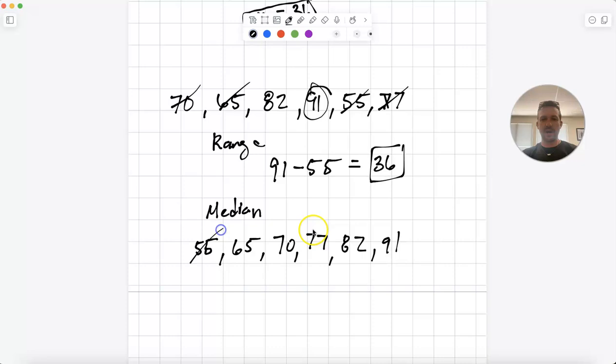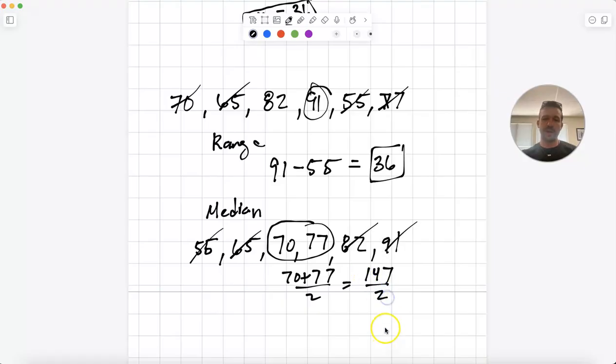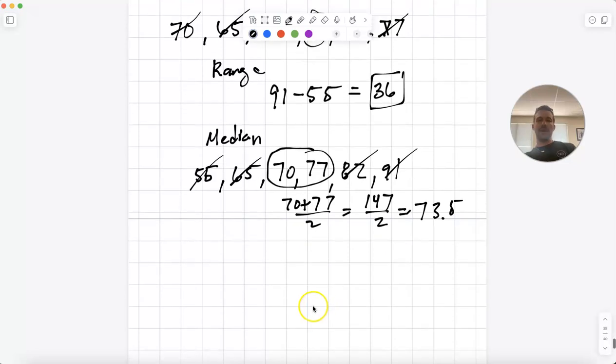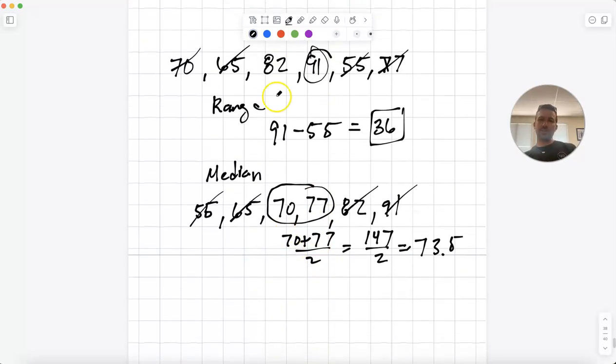Let's mark them off. One in the front, one in the back, second in the front, second in the back, and then those two are in the middle, so I would add them together and divide by 2, and that's going to be my median. If they leave it as a fraction, that would be 147 over 2. But if you have a calculator in your top right-hand corner, you could divide it to get the decimal, which is 73.5. And mode would just be whichever is repeated the most, which in this case, there's none of them.